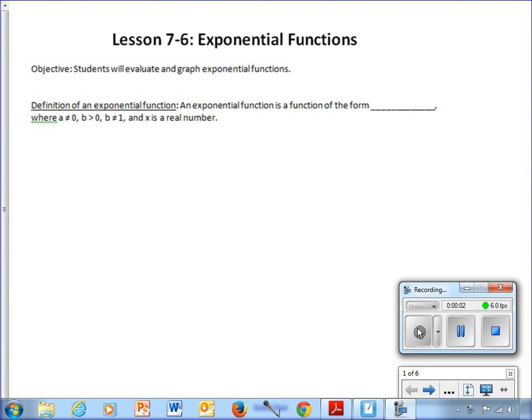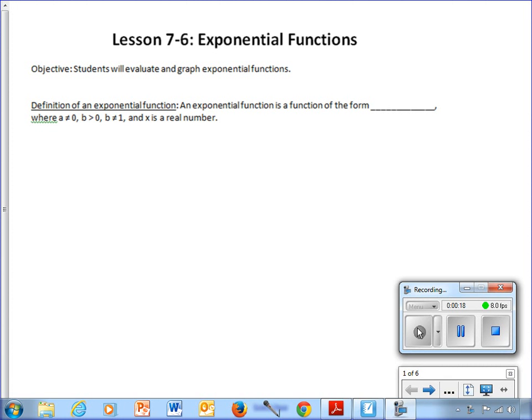Hi, this is Mrs. Doris, and this is Lesson 7-6 entitled Exponential Functions. Our objective in this lesson is that you will evaluate and graph exponential functions.